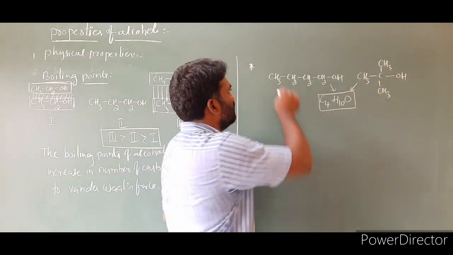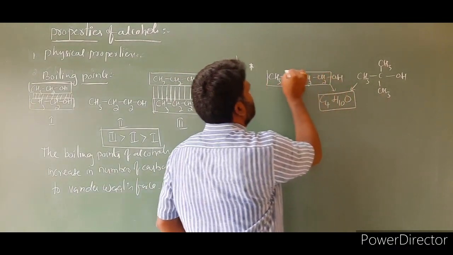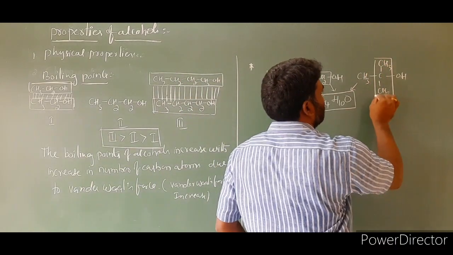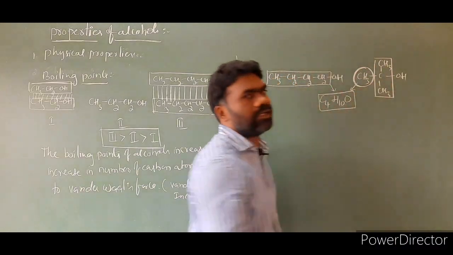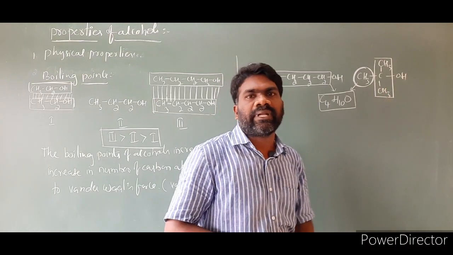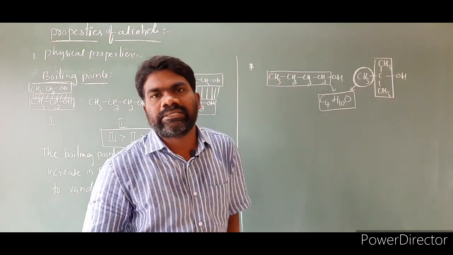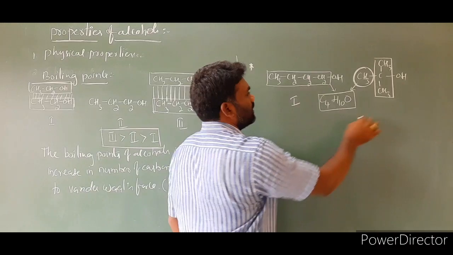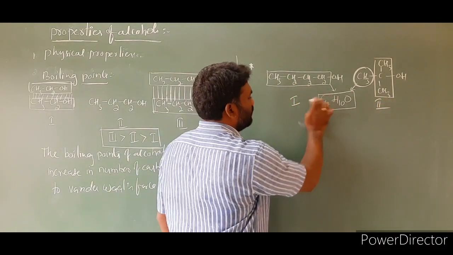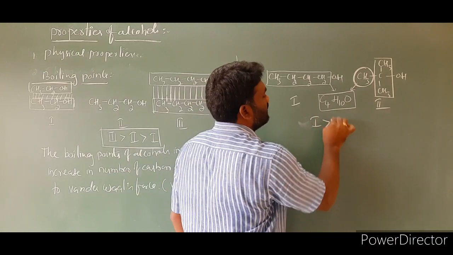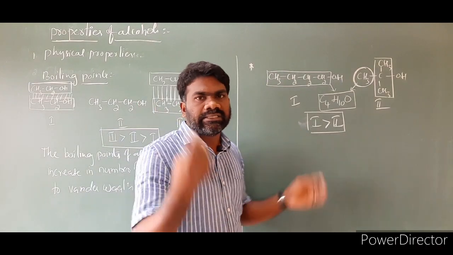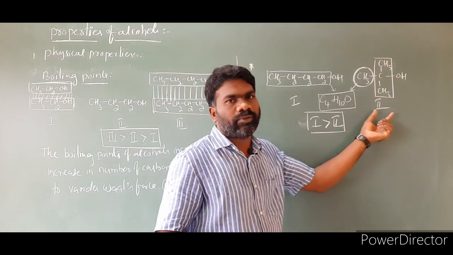Now the point is, look, here is no branch. It is a single straight chain. But this molecule has a branch. This is the branch for this molecule. When the branches increase in alcohols, boiling points decrease. I am labeling this as the first molecule, this is the second molecule. Then we have to compare. The boiling point of the first molecule is greater than the second molecule. This is mainly due to increasing of branching.